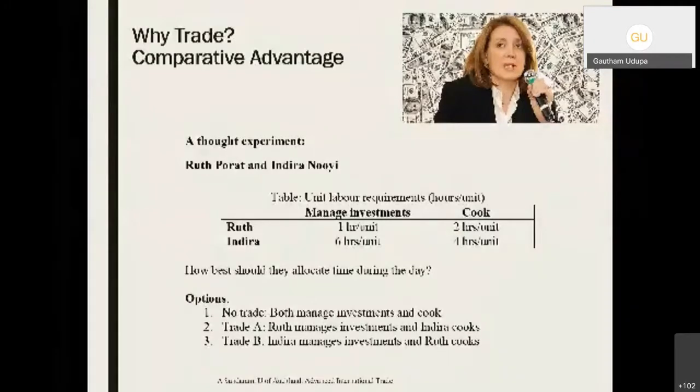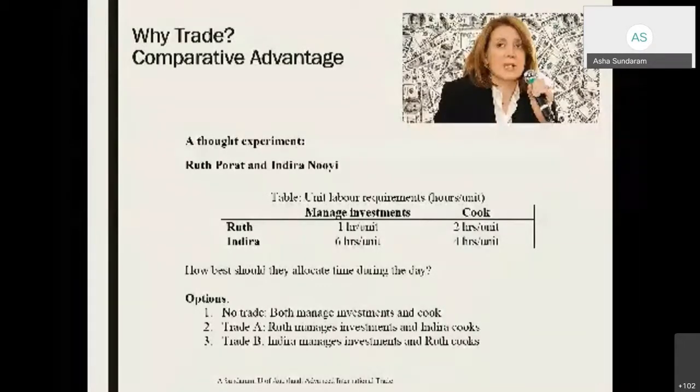Very good. So what you will notice here is Ruth is actually better at doing both things, right? Because it only takes her 1 hour to manage investments, whereas it takes Indira 6 hours. And it only takes her 2 hours to cook, whereas it takes Indira 4 hours. So in trade terminology, Ruth has an absolute advantage in both tasks. That's the first point to note.